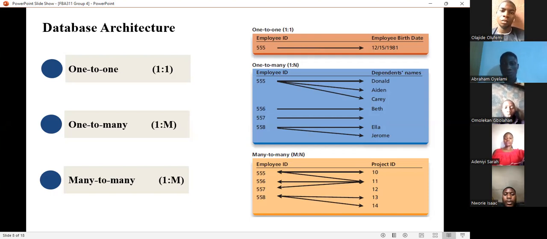so I'm going to start from one to one. Actually, one to one states that in this context, one to one database architecture deals with database always the same one. You can see from the employer ID 55, just the same machine, just a single input.